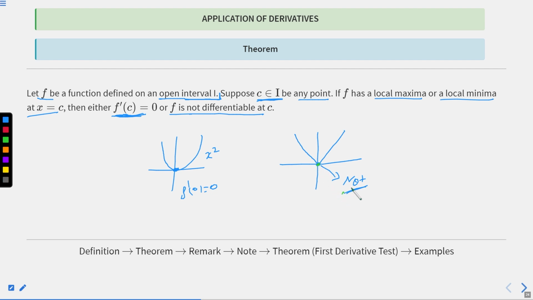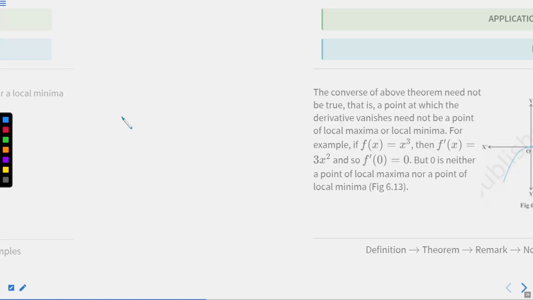Now I hope the theorem is very clear to you. If you have local maxima or local minima, this means either your function is not differentiable or f prime c will be 0. In this way, by using this theorem, you can easily find your local maximum value and local minimum value. Okay, let us move next.